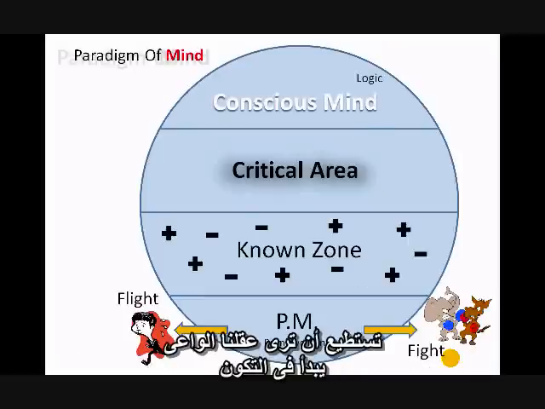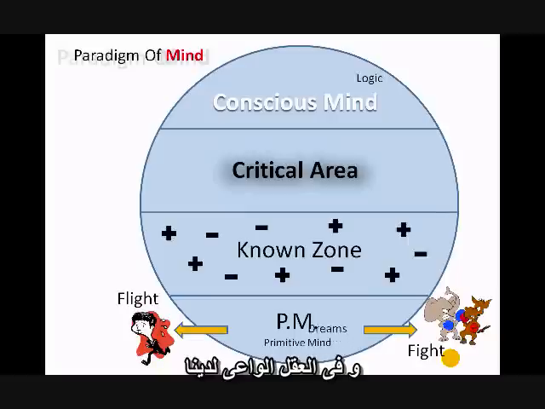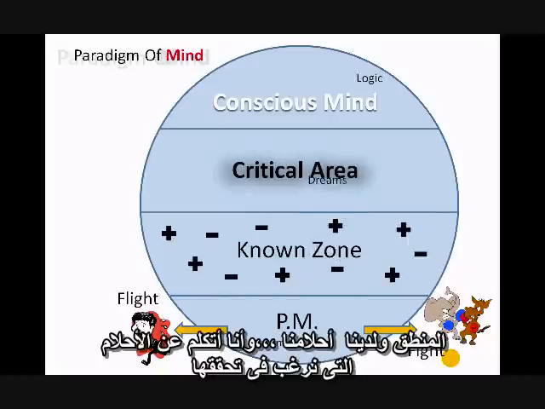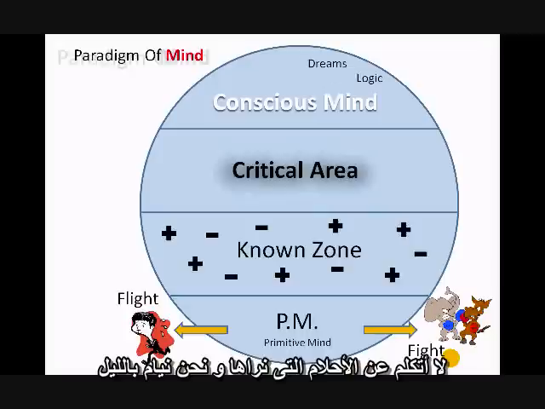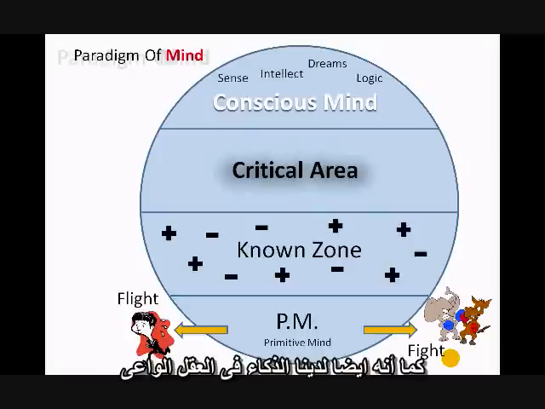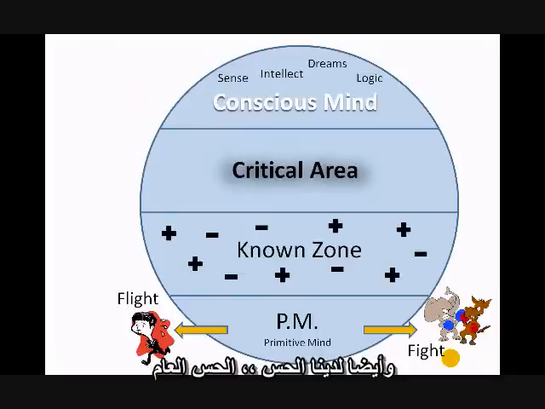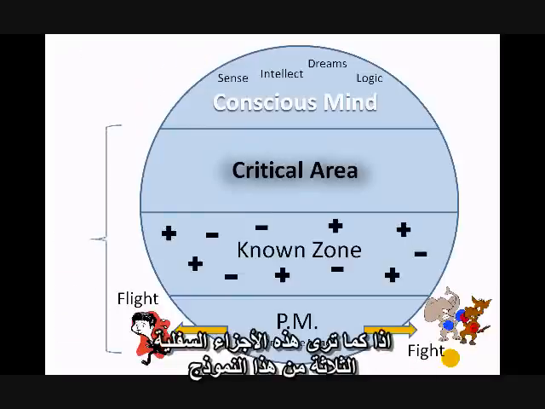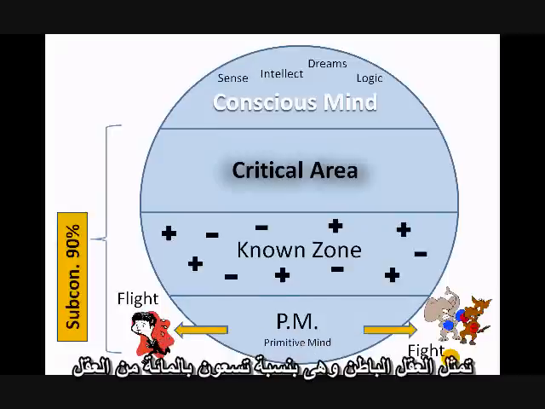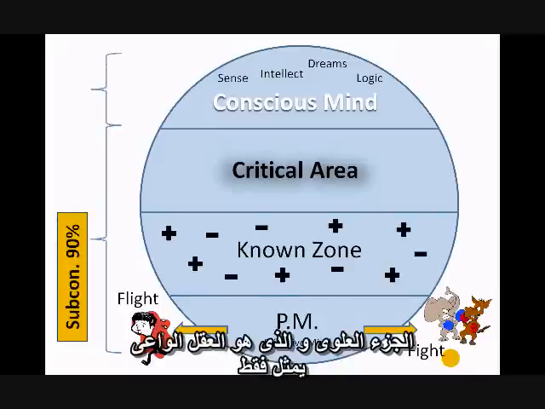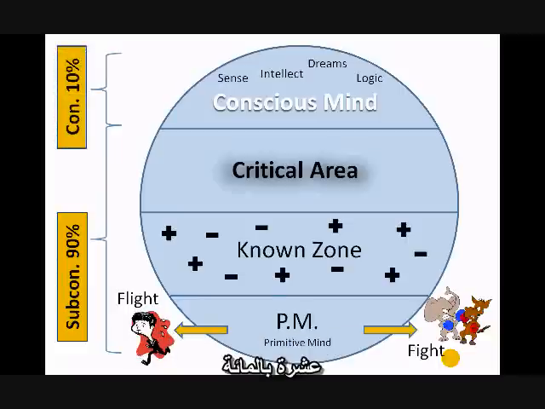It's starting to form, and in the conscious mind we have logic, we have our dreams, and I'm talking about the kind of dreams that we desire to have. I'm not talking about the dreams that we have at night. Okay, we also have our intellect, and we also have our common sense, for example. So you can see that the three bottom parts of this paradigm is the subconscious mind, and those represent 90% of the mind. The top part, where it says conscious mind, that represents 10% of the mind.